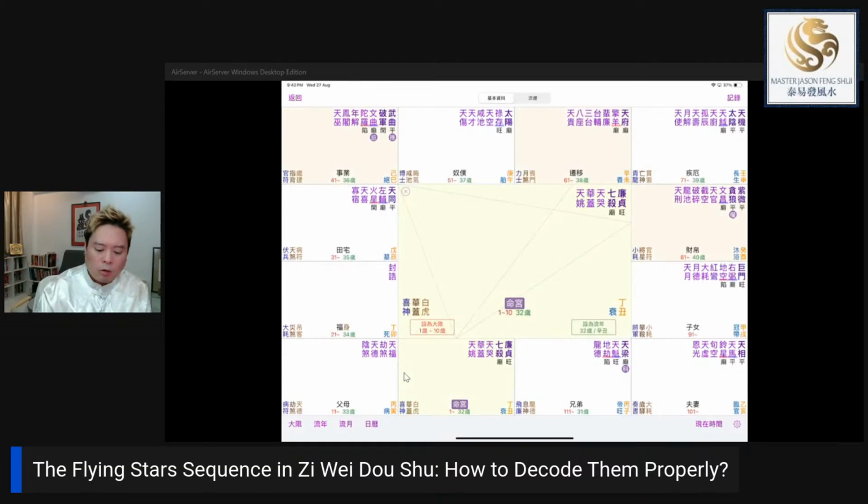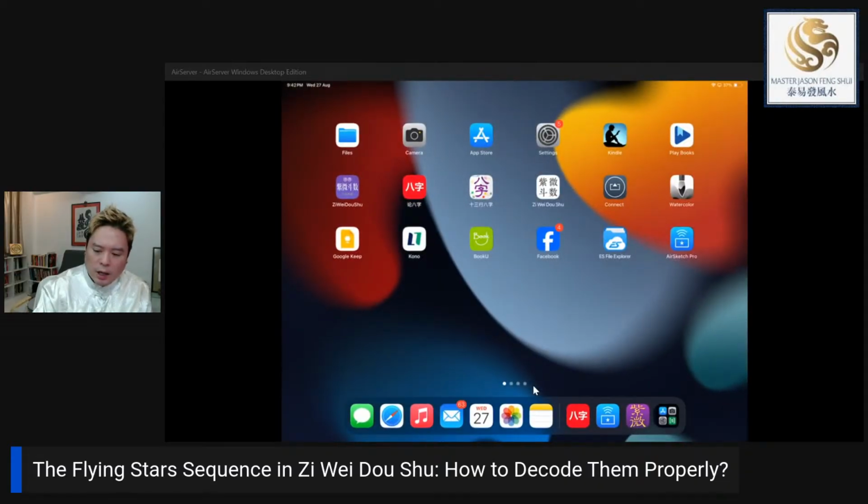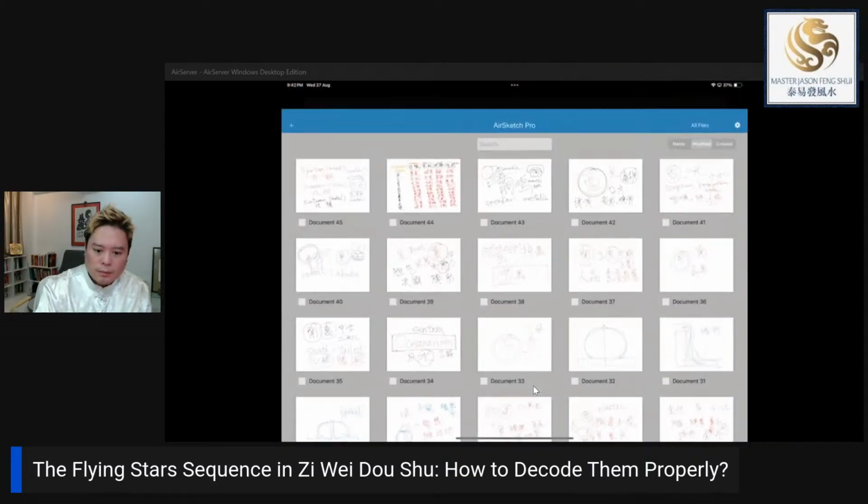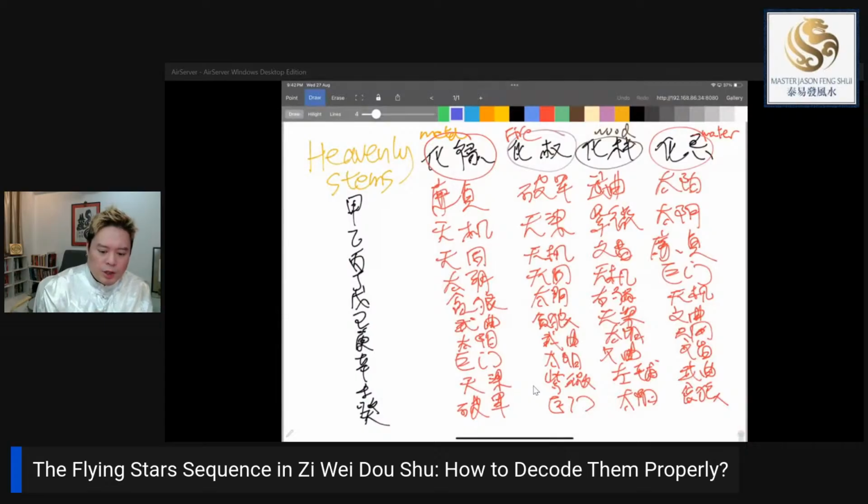This 命宫, we call it 命宫. So what does this represent? Ah, it is the Ding heavenly stem, which will send out different flying stars. When we refer back to the earlier chart that I plotted for you guys, which is right here, we see that Ding will have 太阴化禄.